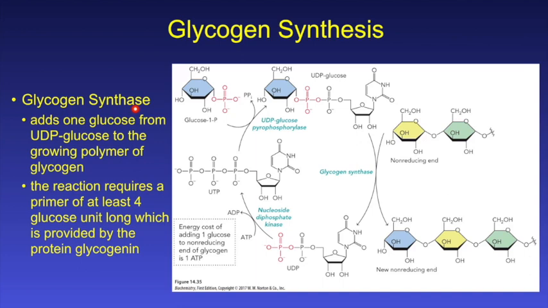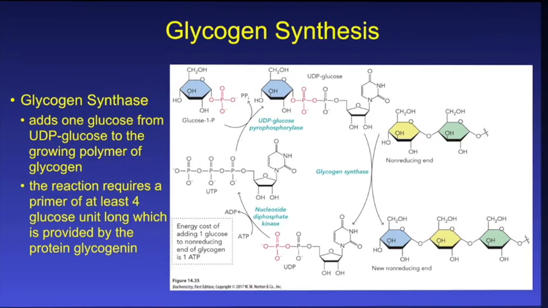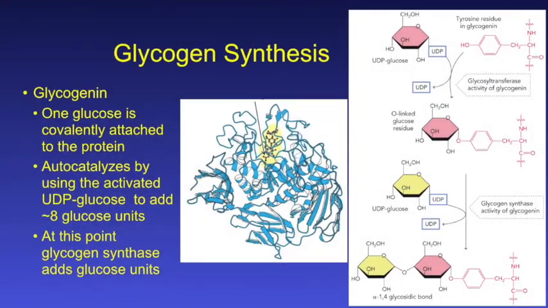For this enzyme, the synthase, to work, I have to have at least 4 glucose units as a primer. Well, that is a booger if you're starting from glycogen from scratch. Okay? And so at the center of every glycogen granule, there is a place that provides the primer for this to work. The primer is a protein called glycogenin.